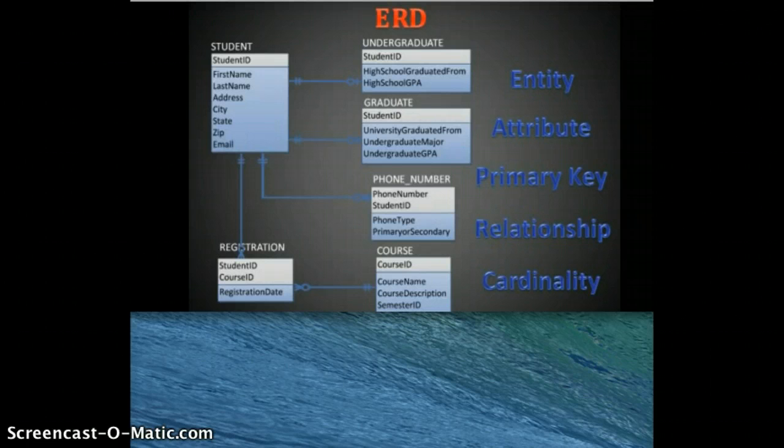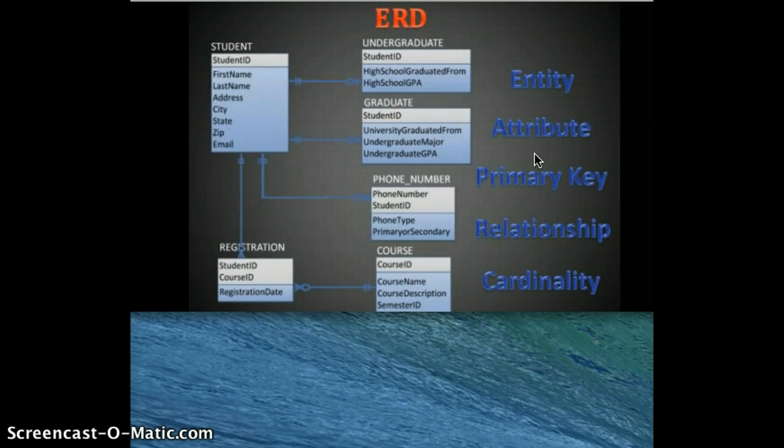So what I have pulled up right now is an ERD diagram. It's the example we kind of use in class. It's students, and it has a bunch of little entities here. So I guess let's go over what an entity is. An entity is basically a person, a place, an object, an event, or a concept in the user environment about which the organization wishes to maintain data. So in this case, the entities would be student, undergraduate, graduate, phone number, course, and registration. You can see that labeled there.